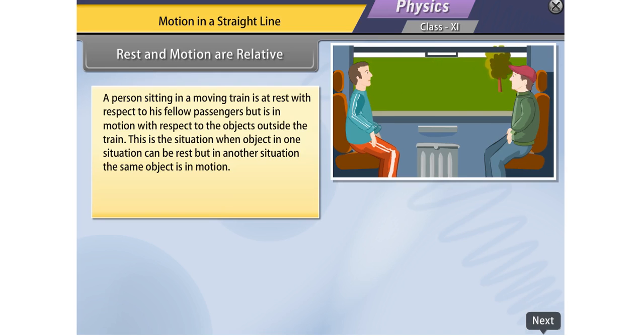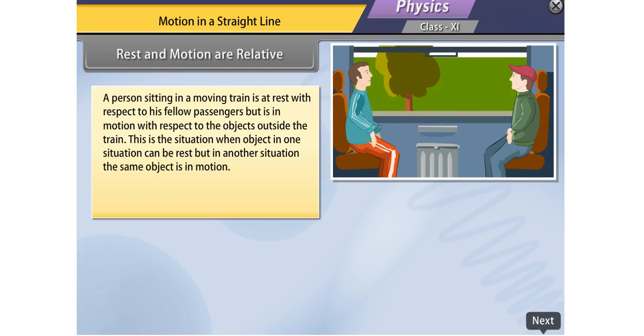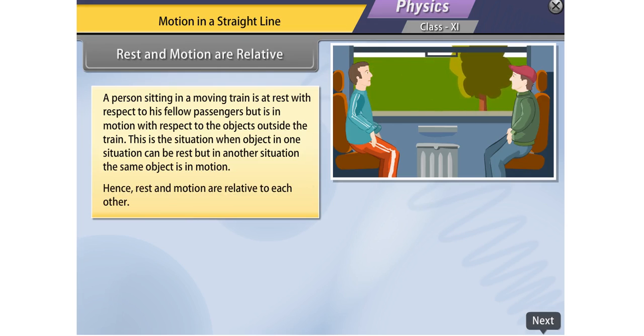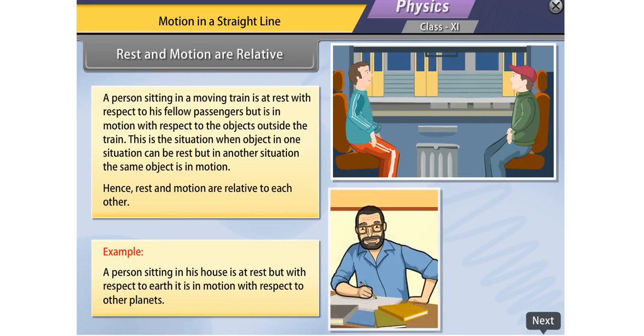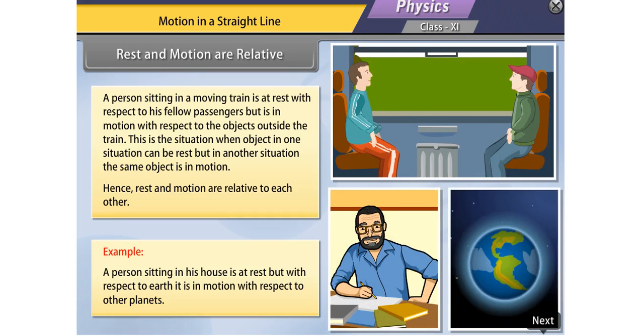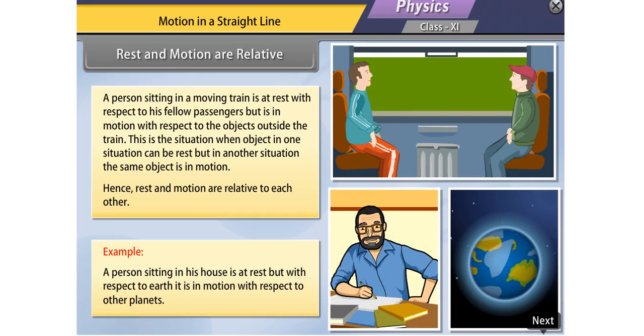This is the situation when an object in one situation can be at rest, but in another situation the same object is in motion. Hence, rest and motion are relative to each other. Example: a person sitting in his house is at rest, but with respect to Earth, he is in motion with respect to other planets.